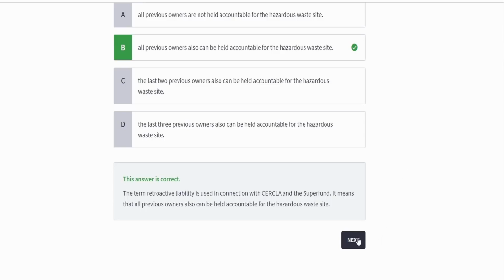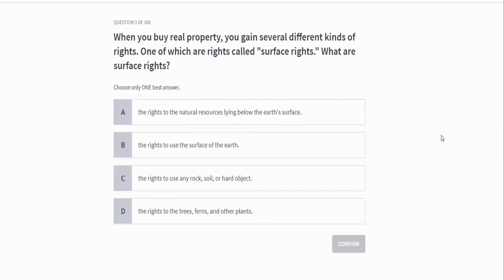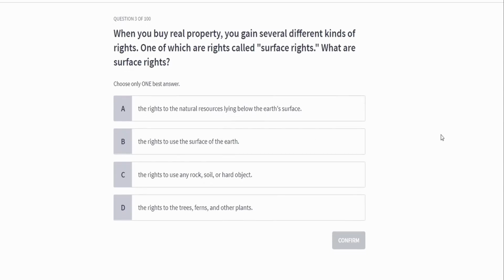Alright, next question. Question 3. When you buy real property, you gain several different kinds of rights, one of which is called surface rights. What are surface rights? And it gives us 4 options. Is it A, the rights to the natural resources lying below the Earth's surface? B, the rights to use the surface of the Earth? C, the rights to use any rock, soil, or hard object? Or D, the rights to the trees, ferns, and other plants? So like always, here's an opportunity for you guys to think of the answer and come up with it starting now.